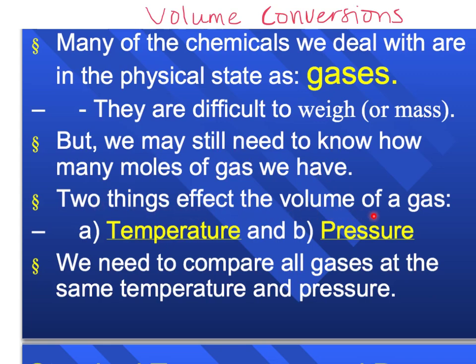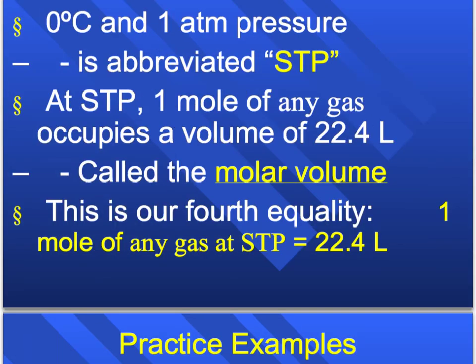2 things that affect the volume of a gas are temperature and pressure. So, how hot or how cool, and then how much space, like how confined they are. And then we need to compare all the gases at the same temperature and pressure because these 2 things can affect them. So that's why we have this thing called STP, which you'll see in a lot of our conversion factors, and that stands for standard temperature and pressure.